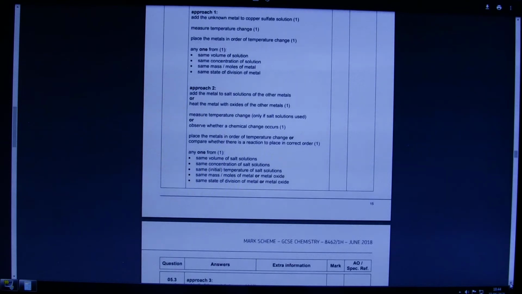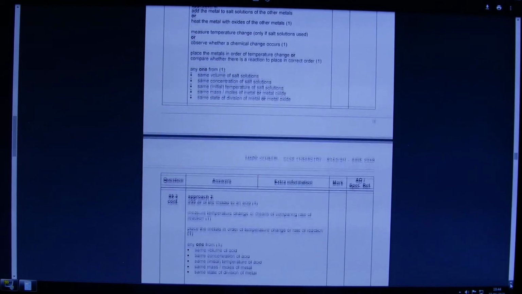Any one from: same volume of salt solutions, same concentration of salt solutions, same initial temperature of salt solutions, same mass or number of moles of metal or metal oxide, same mass or number of moles. You'd have to know that would have to be of the known metals. Same state of division. Present as slivers or powder or coiled ribbon or slab in each case.